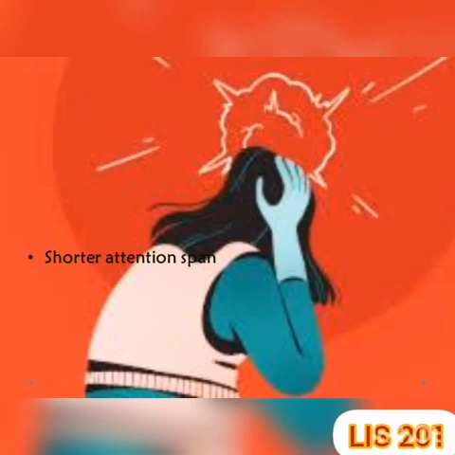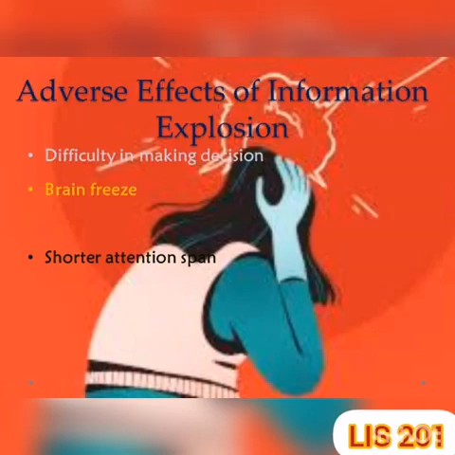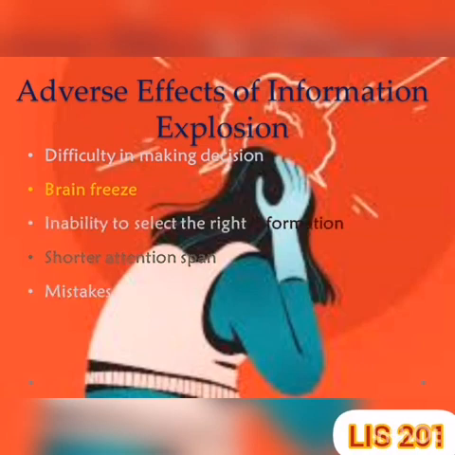Now, with the increase in the amount of information being spread across the global world, it will lead to shorter attention span. Why? Because the amount of information is huge. So it makes it difficult, makes it tough for people to concentrate. It can also bring about difficulty in making decisions. It can also bring about a brain freeze. Brain freeze occurs when there is too much unfiltered information available to users. This can also lead to the inability to select the right information, which will lead to mistakes.